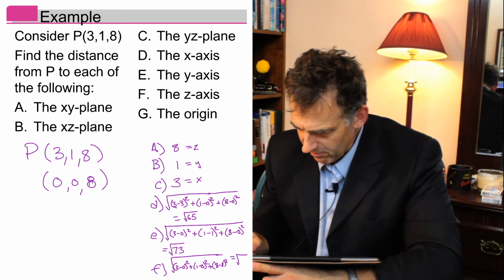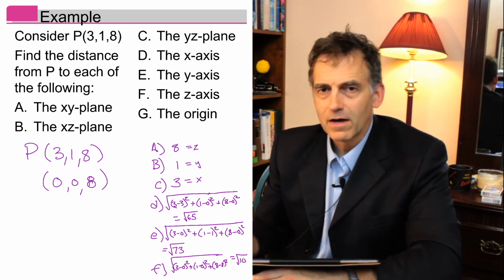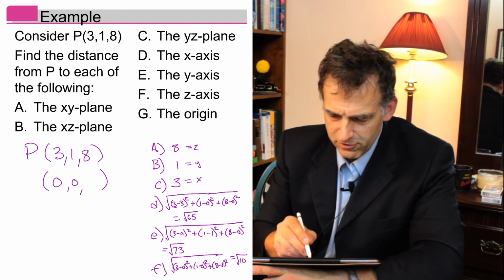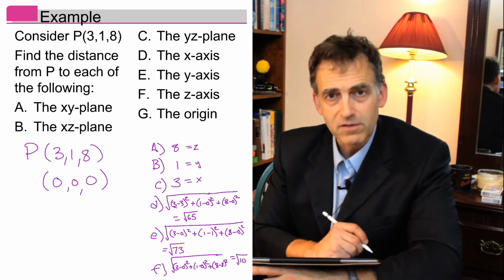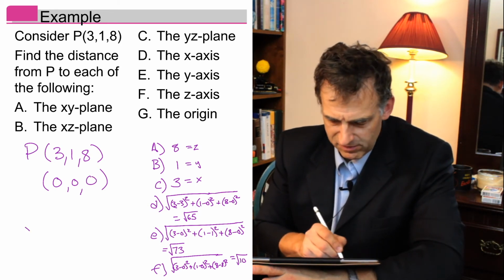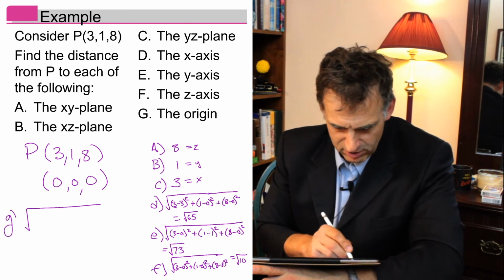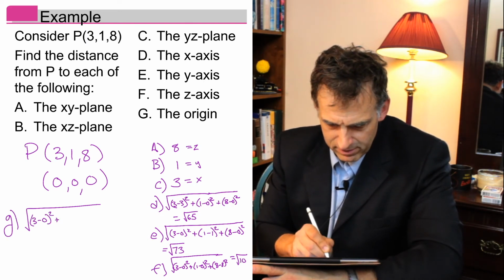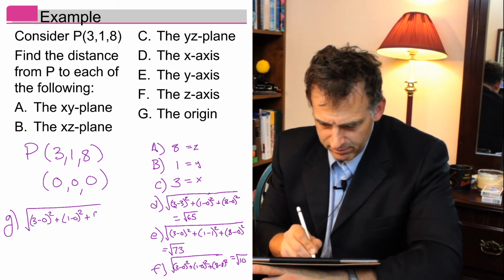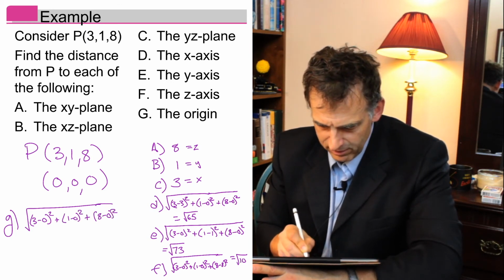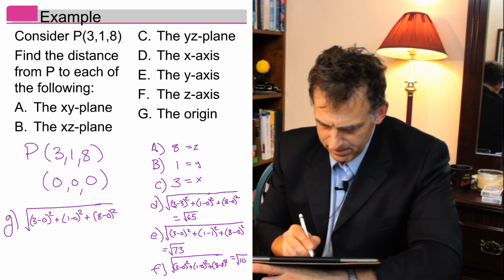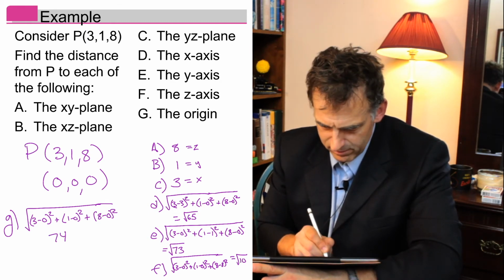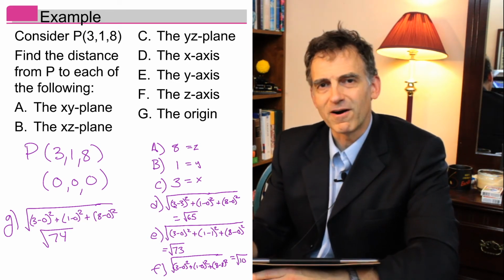And that gives me the square root of 10. Almost done. Now I need to know the distance between that point and the origin. Here's the origin, 0, 0, 0. So now I just have to do, so this is EFG. So I'll do 3 minus 0 squared plus 1 minus 0 squared plus 8 minus 0 squared. And that gives me 65 plus 9 is 74. So the square root is 74.